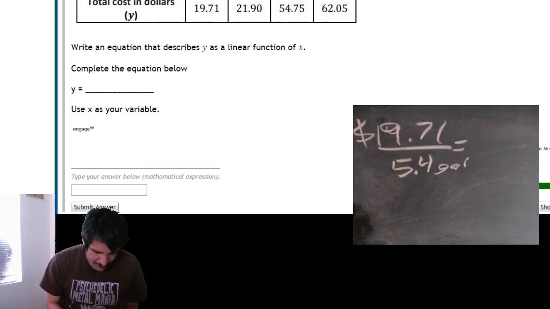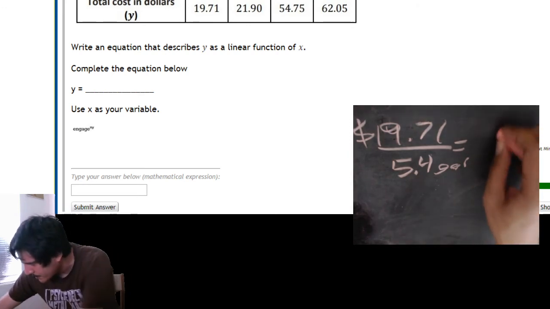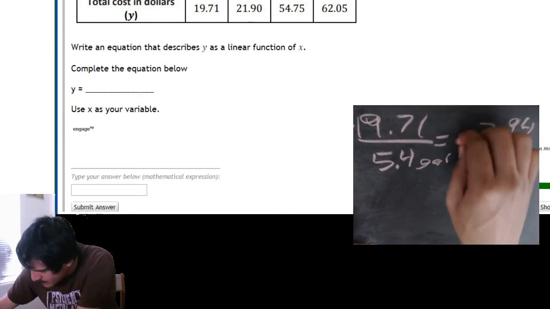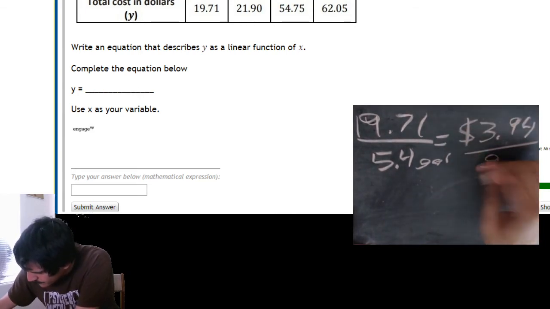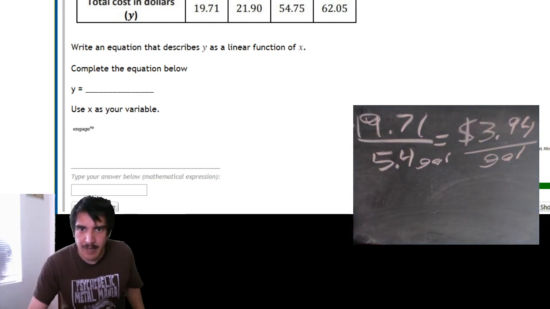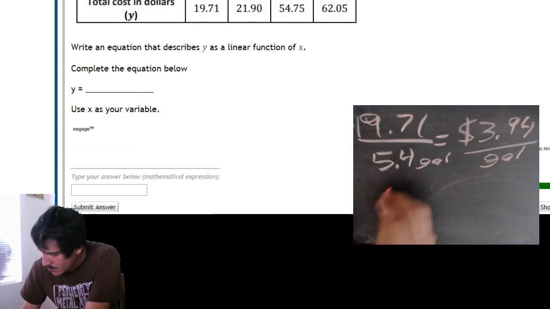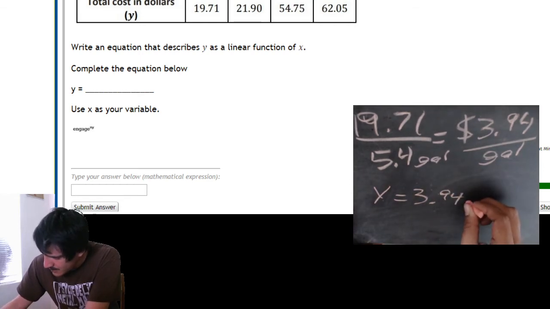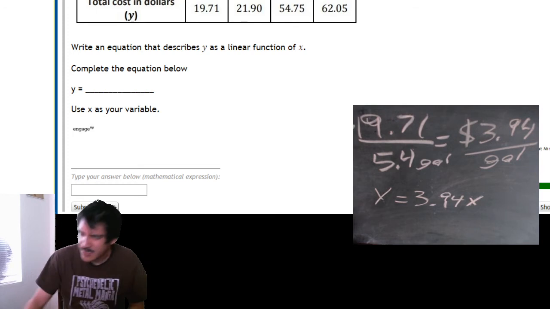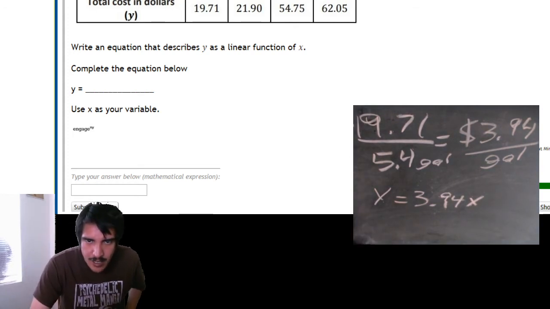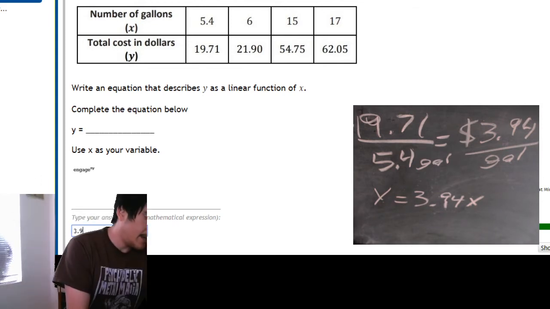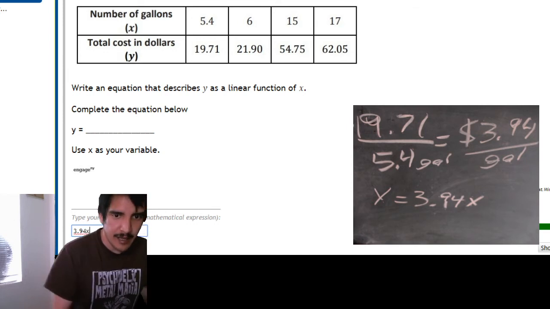$19.71 divided by 5, you get $3.94 per gallon. Okay? So that means that the equation is going to be y equals the rate times however long you're doing it. So times x. So the equation of this table right here that tells you the price of gasoline is going to be y equals 3.94x. Okay?